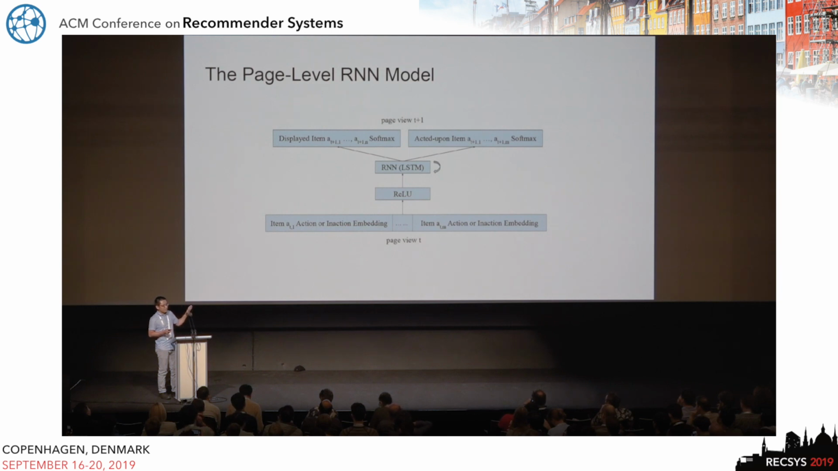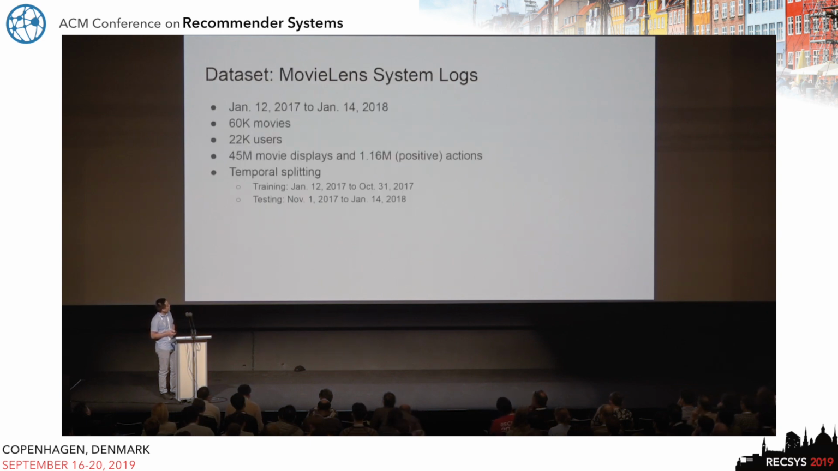So in the bottom, that's the input. We have the item action, inaction embedding, which is fed into the contrast layer to do the contrast, which is further fed into an RNN to do the preference accumulation or the state modeling. And that is used to fit the next page view, whatever is displayed by the system and what is acted on by the user.